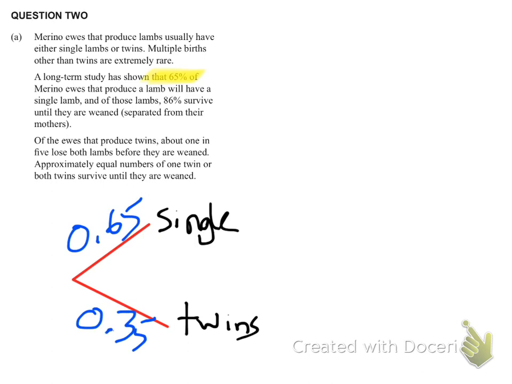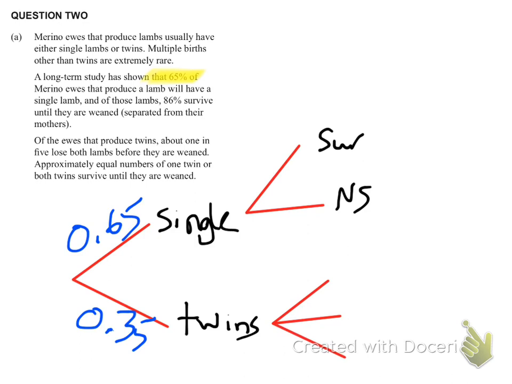Then the next layer of the tree is looking at whether or not they survive until they're weaned. So we've got our surviving and we've got our not surviving. And if there are twins, now there's three possibilities. It could be that both of the twins survive, it could be that one of the twins survives, or none of them. So we can say 2 survive, 1 survives, or 0 survives.